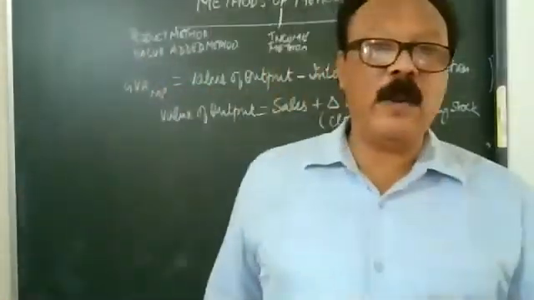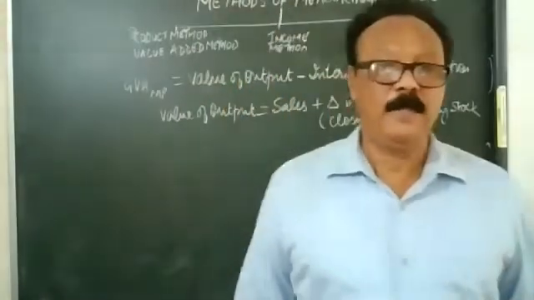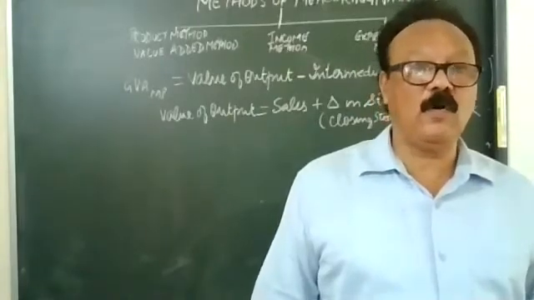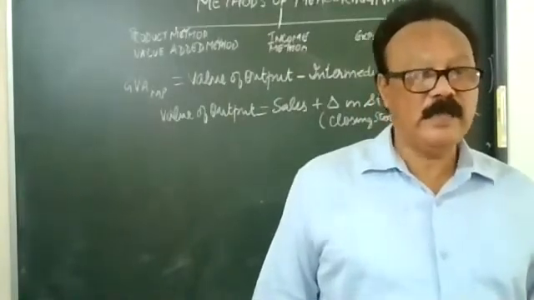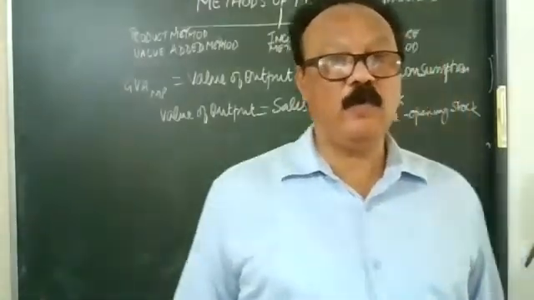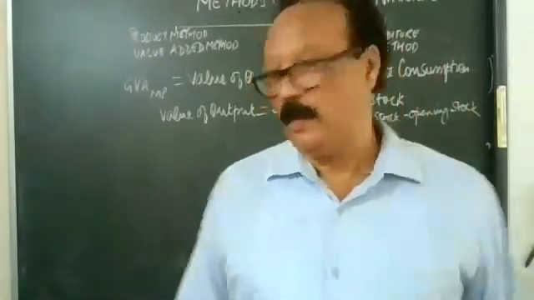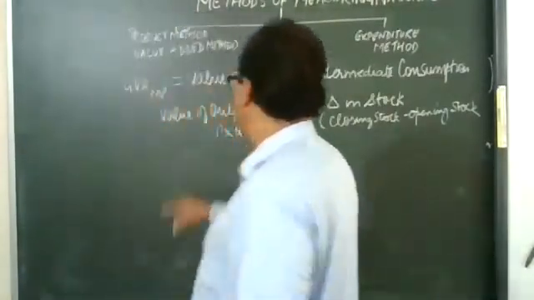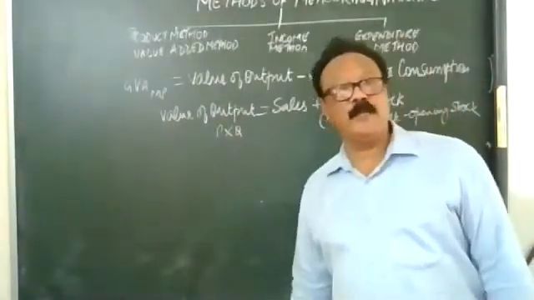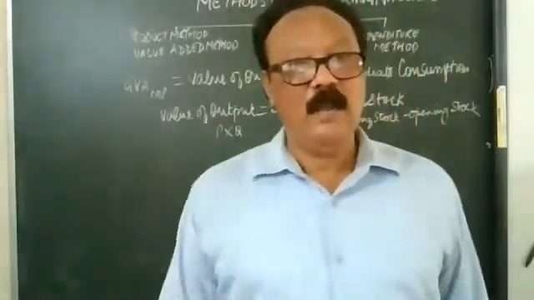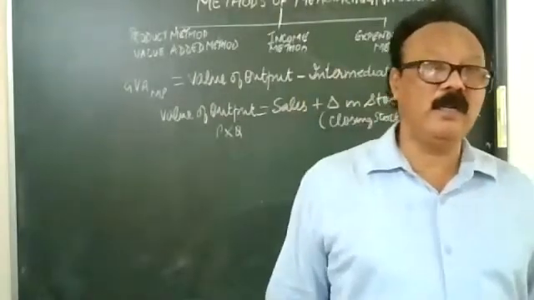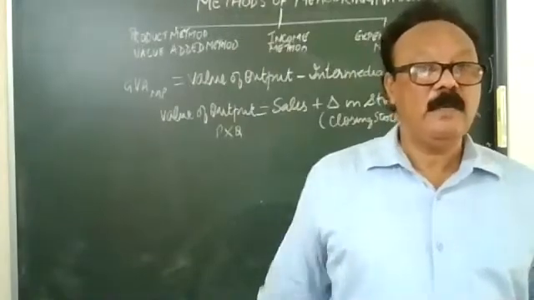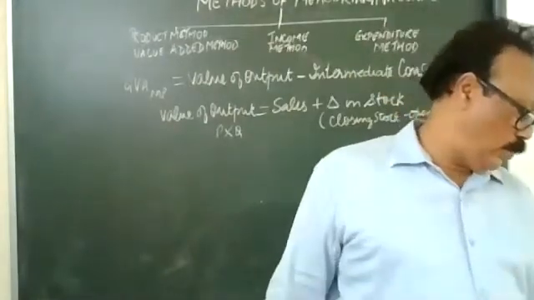Sometimes sales may not be given directly in the question, but the price and quantity of the goods or commodities may be given. In such a case, value of output will be summation of P into Q, where P stands for price and Q stands for the quantity of the goods. This happens when sales is not given directly, but the price of the good and the quantity purchased is given. In that case, sales will be P into Q.